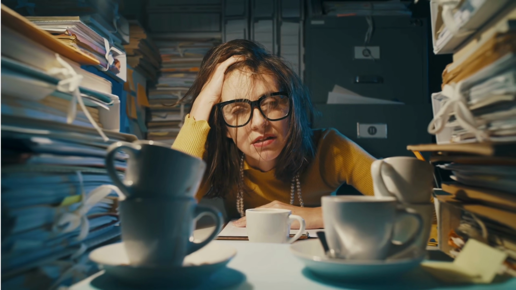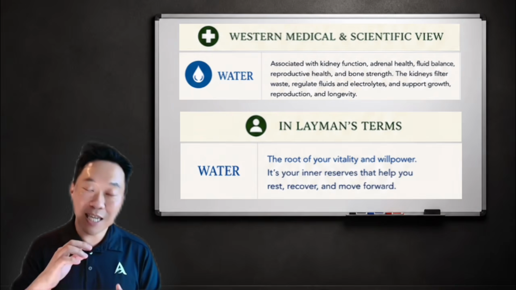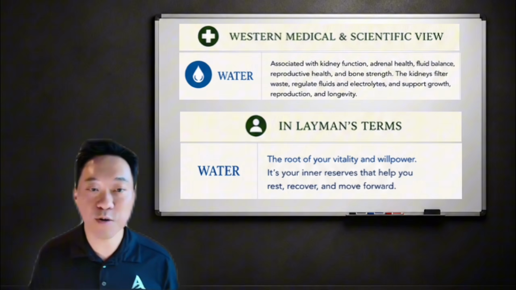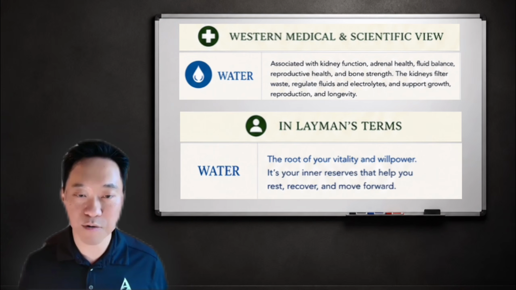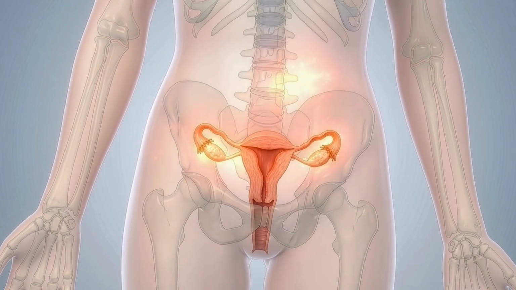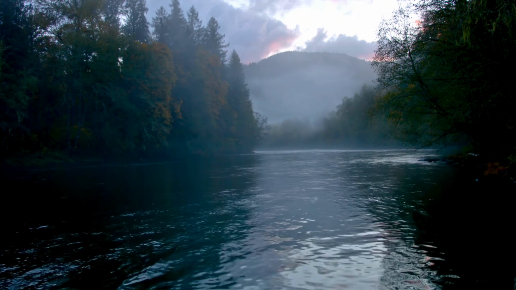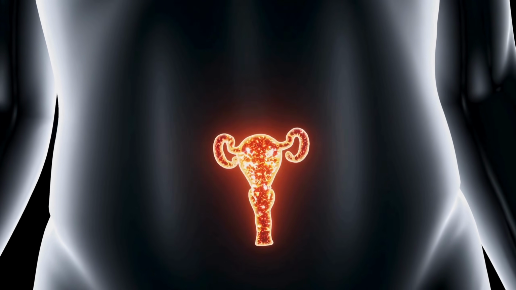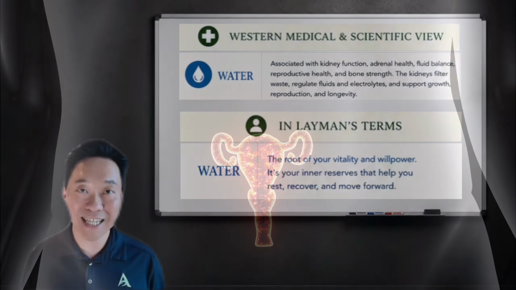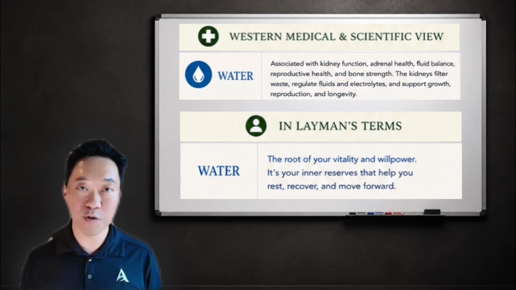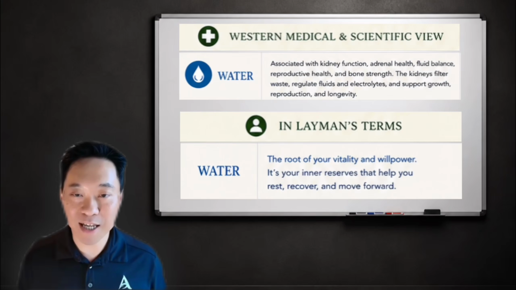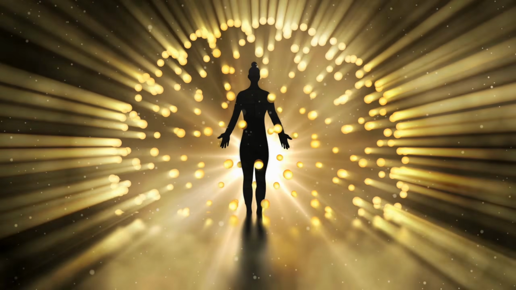That's all secreted by the adrenal glands, which sit on top of the kidney, which is in the category of this water element. So the kidneys filter waste, regulate fluids, electrolytes, support growth, reproduction, and longevity. The water element also includes your reproductive organs, which is your uterus, your ovaries, your testes, your penis. All of those are included in the water element. So that's why it's the root of your vitality, willpower, your inner reserves to help you rest, recover, and move forward.